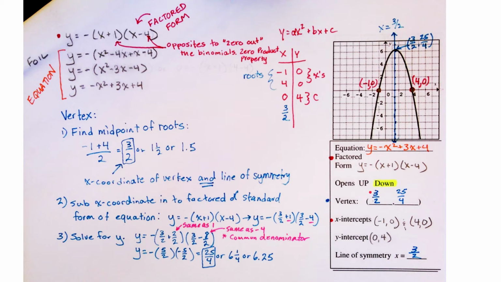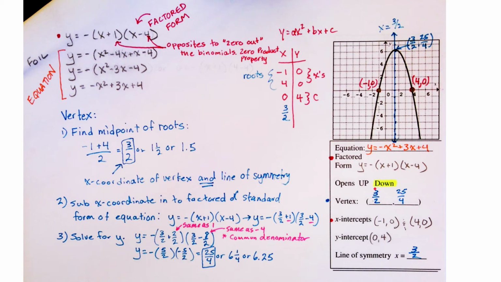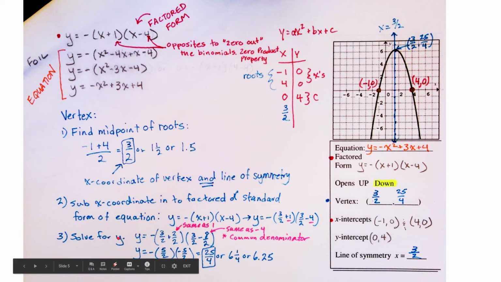That line of symmetry is also the x coordinate of the vertex. So then from there, you sub that in to either the factored form up here or the standard form, and then you solve for the corresponding y value. That's, in my opinion, where this t-chart is helpful. So I solve for y by subbing in 3/2.